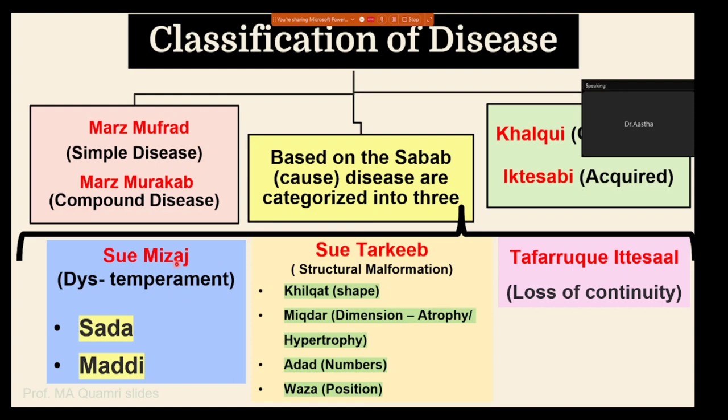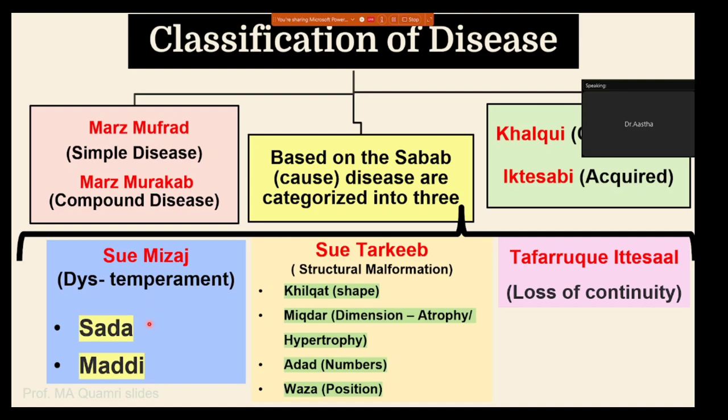As we know, there are four simple qualities: hot, cold, moist and dry. All these elements and humors have compound temperaments: hot and dry, hot and moist, cold and dry, cold and moist. If anything goes wrong with the temperament of either the fluids, that is akhlat, or the elements, it leads to what we call sue mizaj. This sue mizaj could be sada, simple, where only one quality is abnormal, either increasing hotness, coldness, moistness, or dryness.